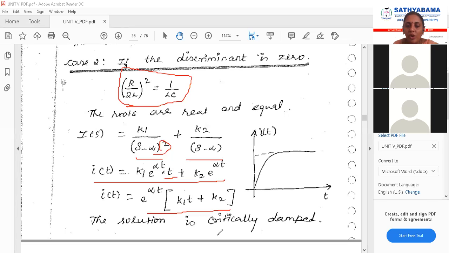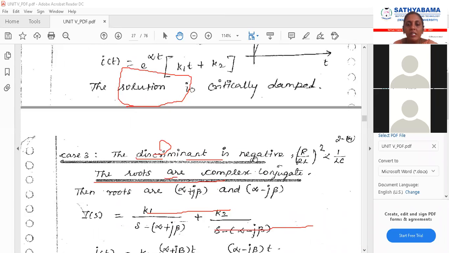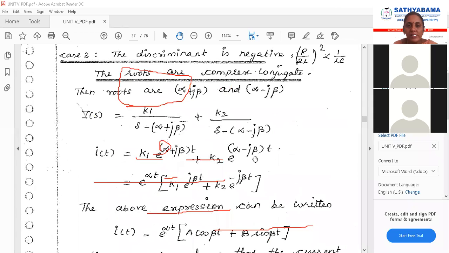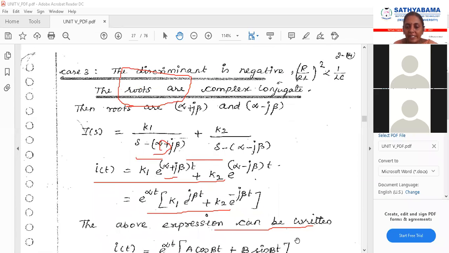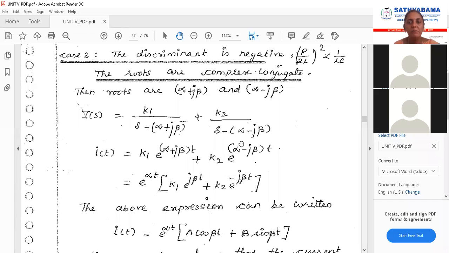And you call the solution critically damped. Critically damped means the damping ratio will be equal to 1. That's what you call critically damped. So the first one is overdamped, next critically damped. The third one we are dealing with is where the discriminant is negative. Negative means you will have an imaginary term, so the roots are going to be complex conjugate.